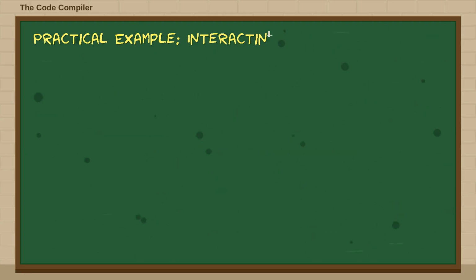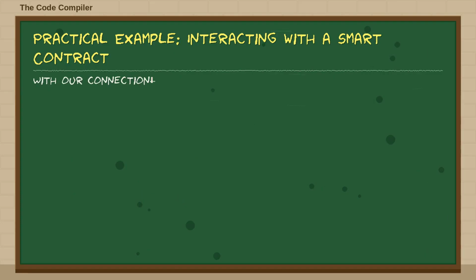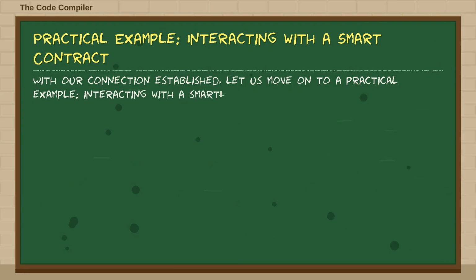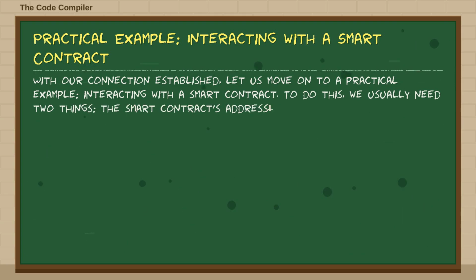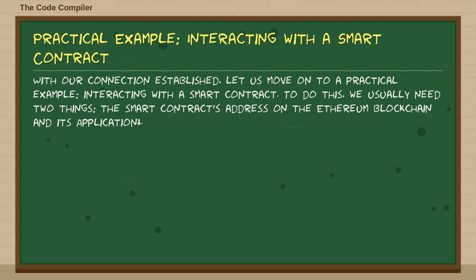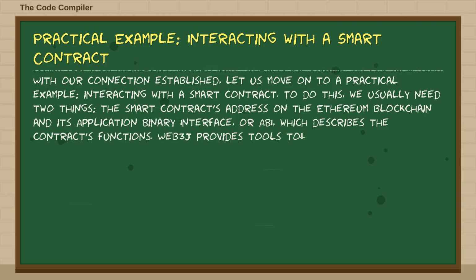With our connection established, let us move on to a practical example, interacting with a smart contract. To do this, we usually need two things: the smart contract's address on the Ethereum blockchain and its application binary interface, or ABI, which describes the contract's functions. Web3j provides tools to generate Java wrapper classes directly from a compiled smart contract's ABI and bytecode. These wrapper classes make calling smart contract functions as simple as calling regular Java methods.